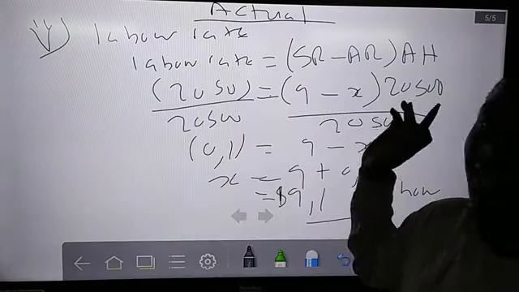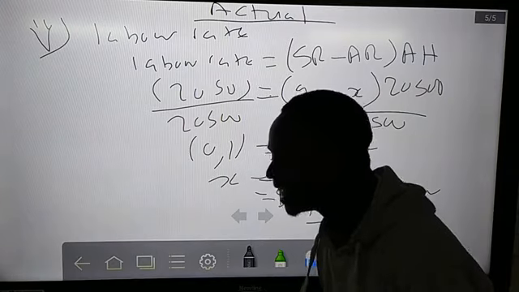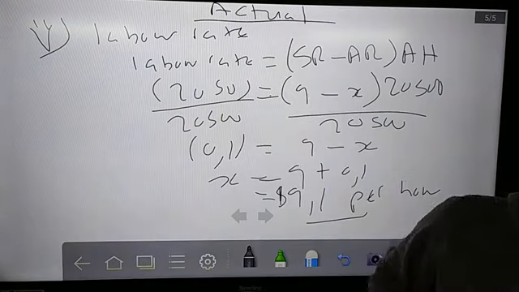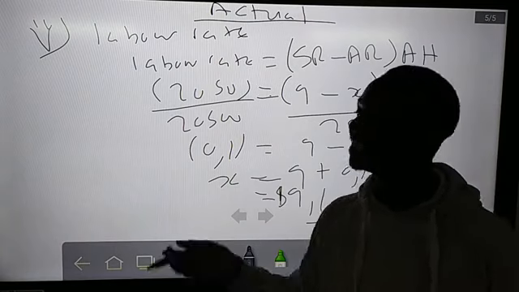So that's the answer. Sometimes they might give you a question where they give you the variances, then they want you to calculate back the hours, the material price, etc. Thank you.